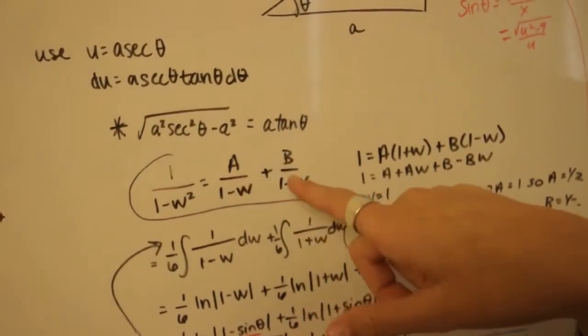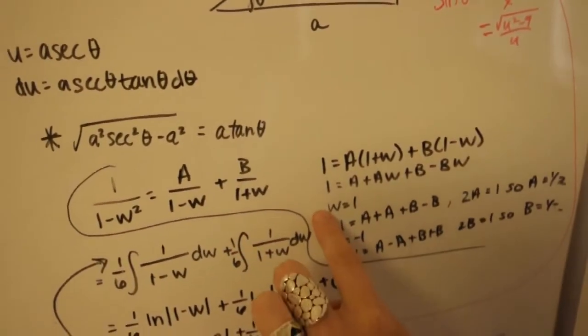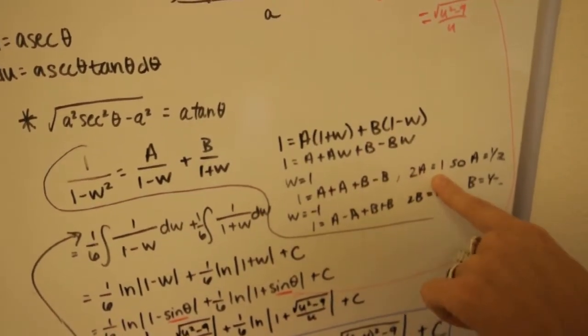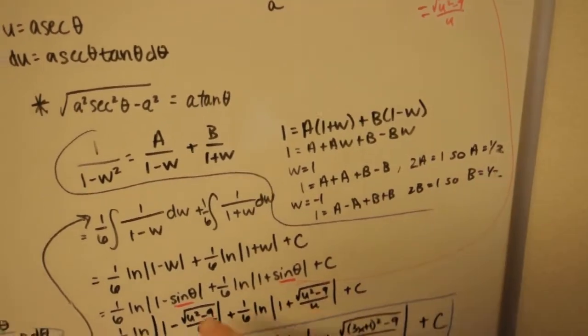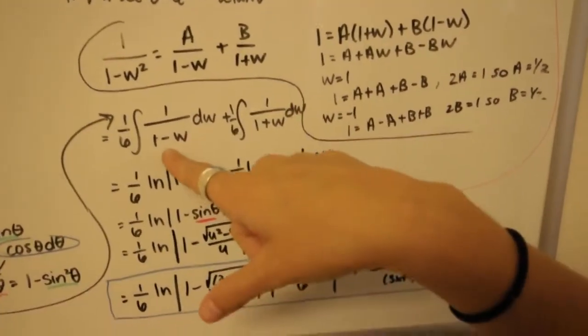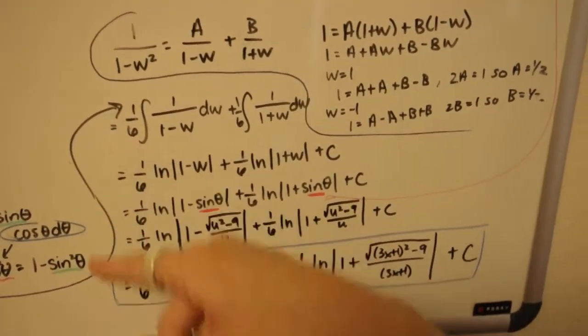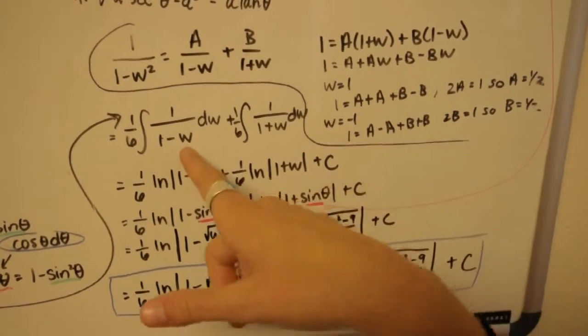And then you have to figure out what a and b are, and by doing that, you multiply this out, and then you say, like, w equals 1, because that cancels out the b, so 2a equals 1, so a equals 1/2, and same with down here, b equals 1/2. And then so down here we do that. You can bring out the 2 to the outside of the integral, so it becomes 1/6. Then you can integrate that really easily. It's just the natural log of the bottom.